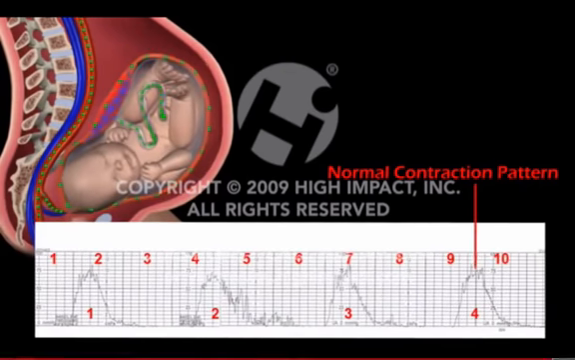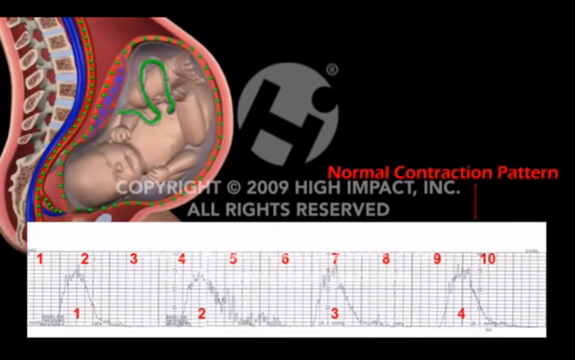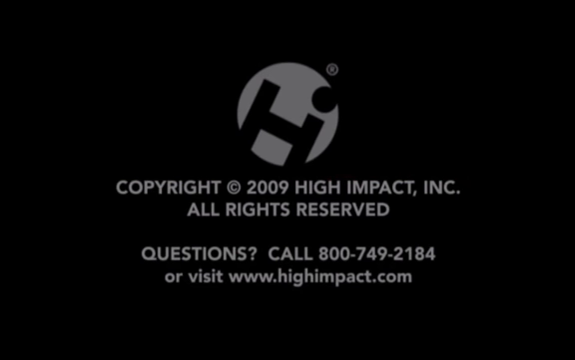If a baby does not get those rest periods, they will not do as well during a contraction, and you may see late decelerations. Also, if a baby is already compromised when coming into labor, then they may not do as well.